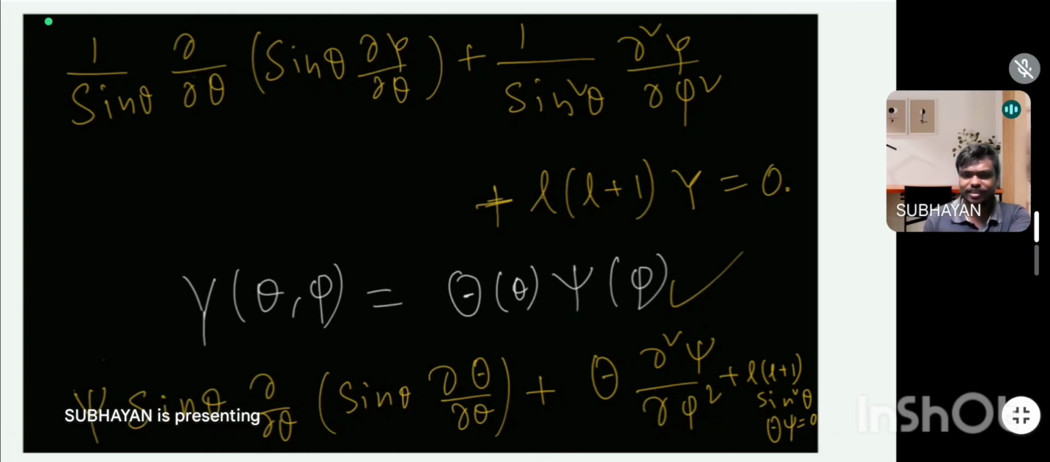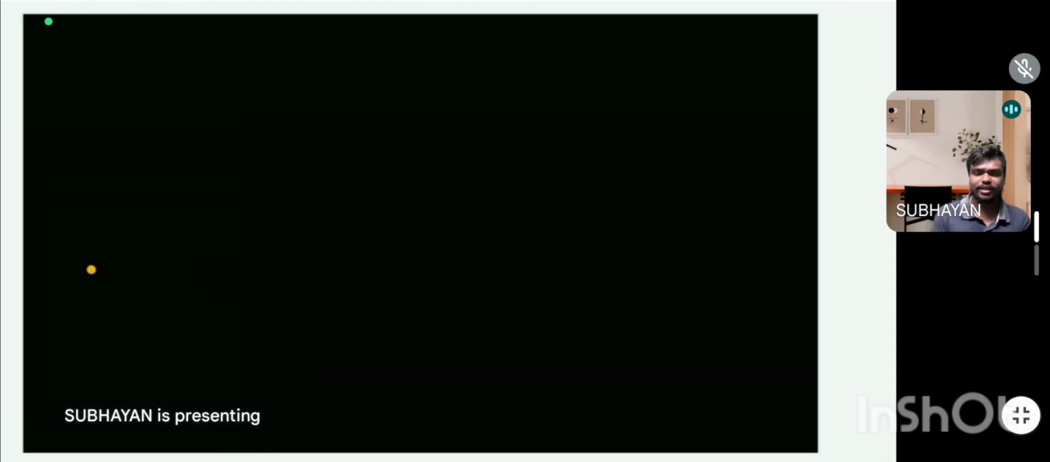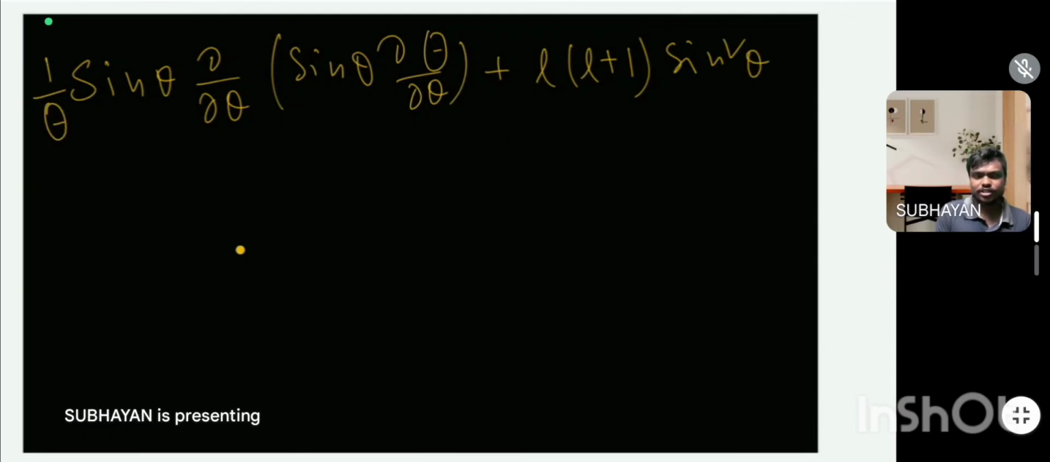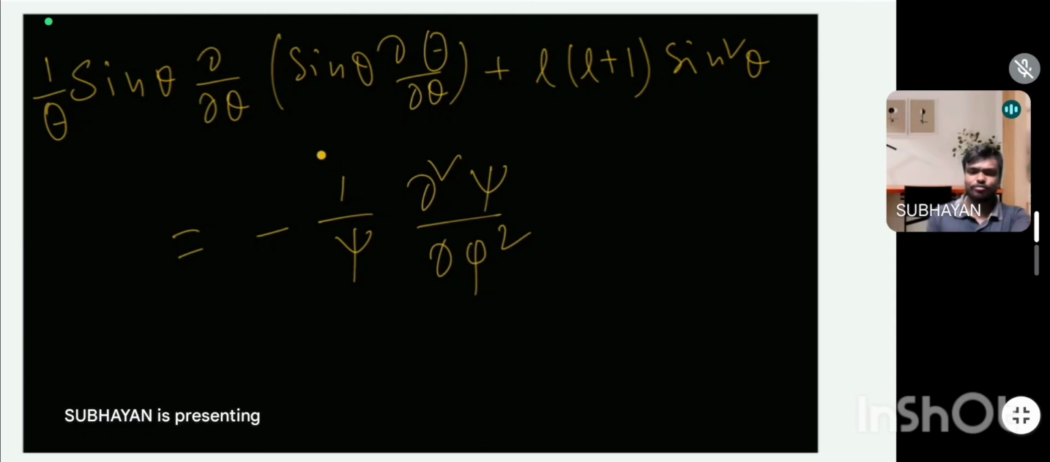So again you can separate the independent equations that way. Sin theta del del theta of sin theta del Theta by del theta plus L into L plus 1 sin square theta, of course times 1 by Theta, equals minus 1 by psi del square psi by del phi square. These are mutually independent. This is completely dependent on theta, and this is completely dependent on phi, but they are equal. So you can choose it to be a constant, and for simplicity I am writing this as m square. So this is equal to m square.